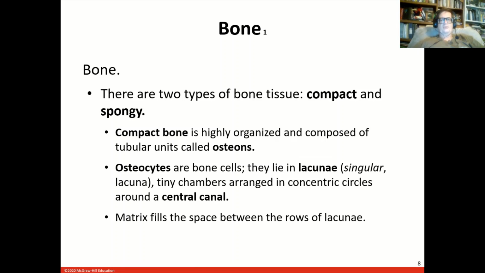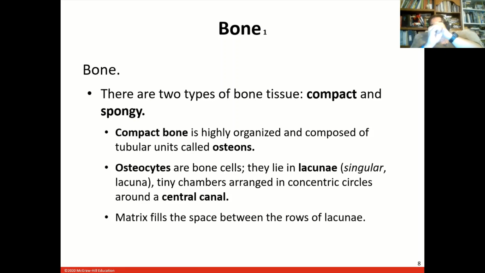So two types of bone, we already mentioned both of them, compact and spongy. Compact is super organized, really tough. It has these long tubular things that go along the shaft of the bone called osteons. And each osteon, if you take it and cut across it, and then look, it has a central canal. They used to call those Haversian canals. I don't know why they changed it. But that central canal is going to have nerves and blood vessels in it.